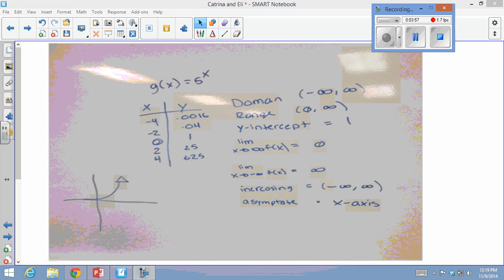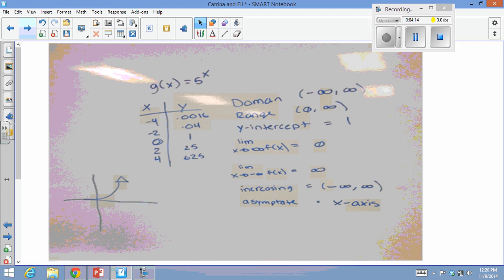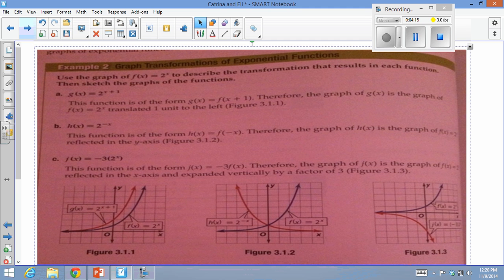Our next example is graphing transformations of these exponential functions. For our three examples, we are going to be using f of x equals 2 to the power of x to show the transformations being done. So, g of x equaling 2 to the power of x plus 1 is f of x plus 1. Therefore, this graph is just translated up 1 unit from the original graph.